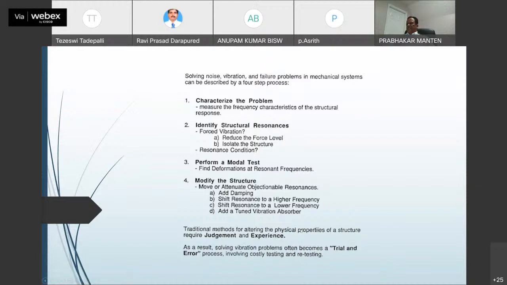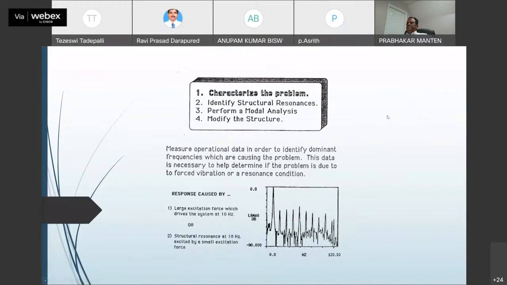Traditional methods for altering the physical properties of a structure require judgment and experience. As you work through all these things, vibration problems are always a trial and error process involving costly testing and retesting. Talking about each one of these step by step, the first step is characterizing the problem.